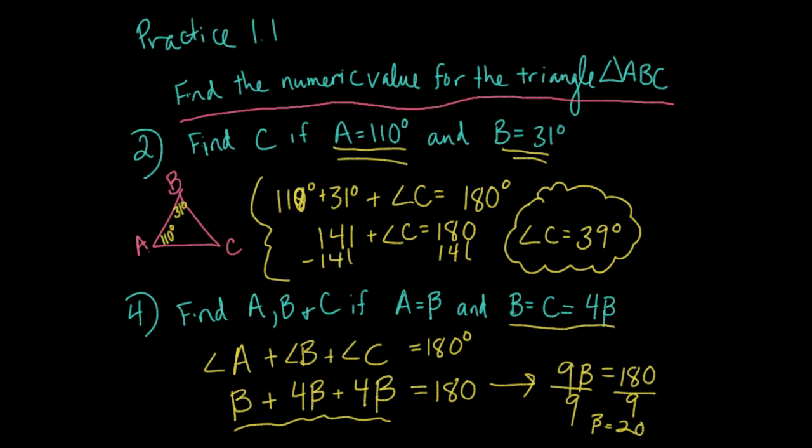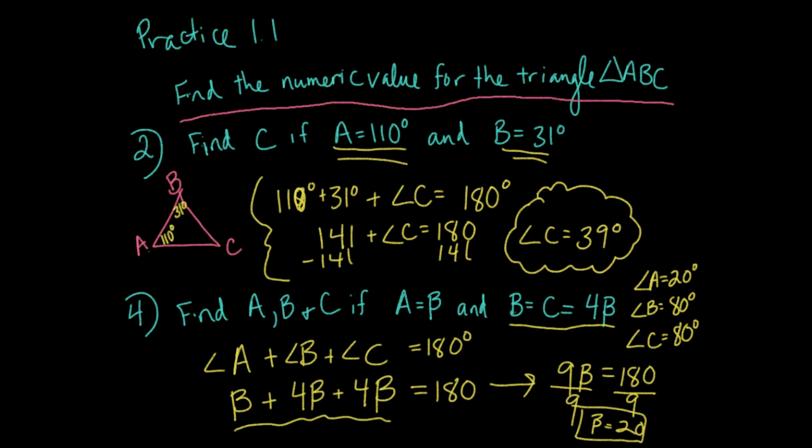But that doesn't tell me the measure of each of the angles. We're supposed to find angle A, B, and C. So that does give me angle A. Angle A is equal to 20 degrees. And then angle B is 4 times beta, so that's 80 degrees. And please include the degrees. And angle C is also equal to angle B, so it's also 80 degrees.